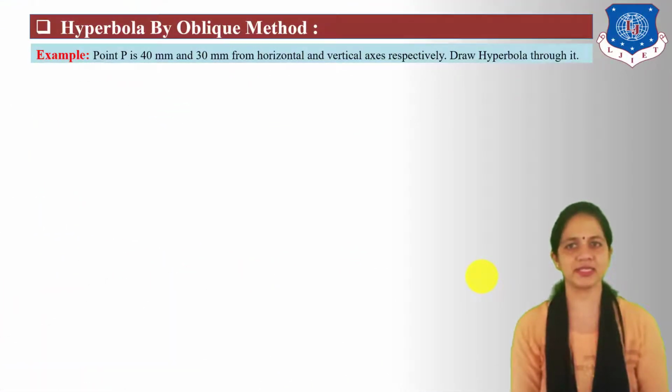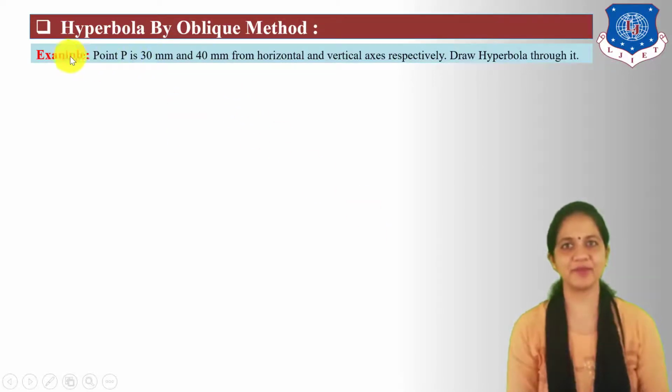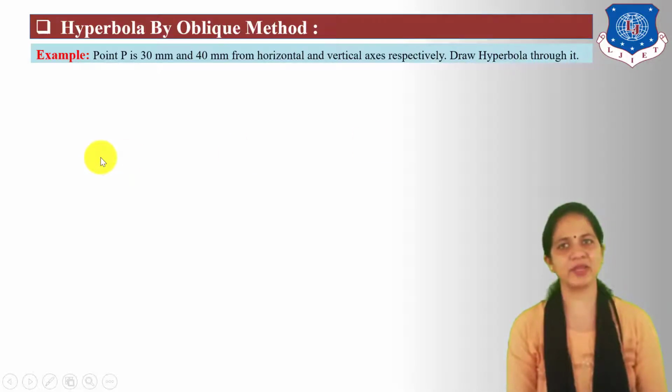Next, let us understand hyperbola by the oblique method. Example is given here. Point P is 30 mm and 40 mm from the horizontal and vertical axis respectively. Draw a hyperbola through it. Now, there is a minor change between hyperbola by the rectangular method and hyperbola by the oblique method. In the rectangular method, the x and y axes are at a 90-degree angle, and in the oblique method, the angle between the x and y axis is 75 degrees.